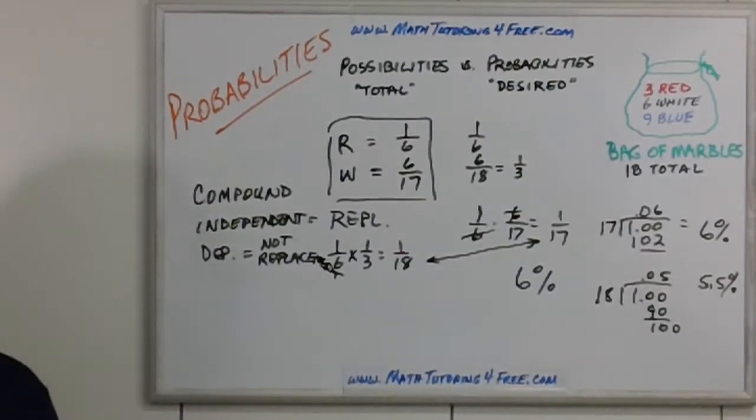Probability's not that difficult, but make sure that you first understand that the total possibilities is the denominator. The individual possibility for the particular event that you're looking for, whether it be red or blue or white, is the numerator.